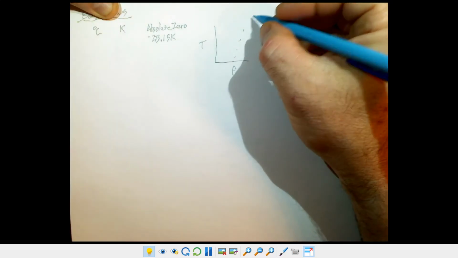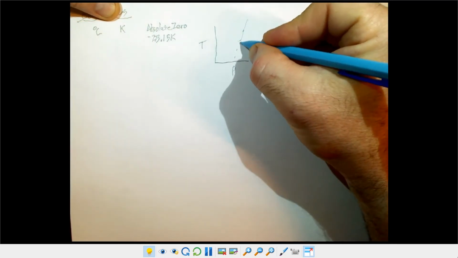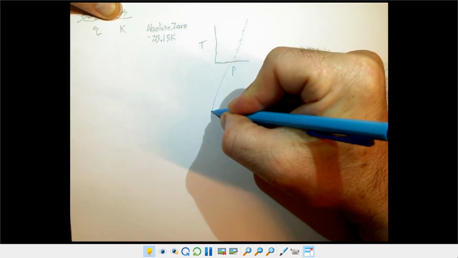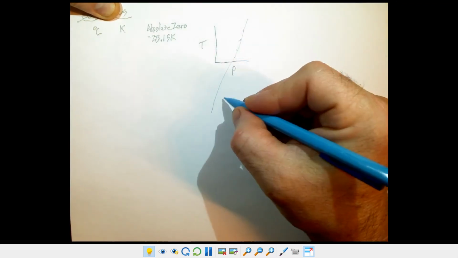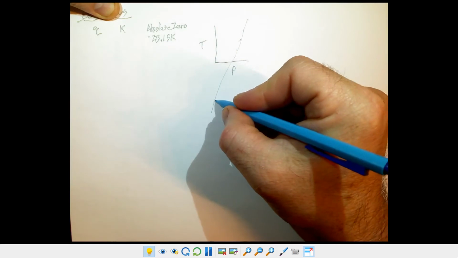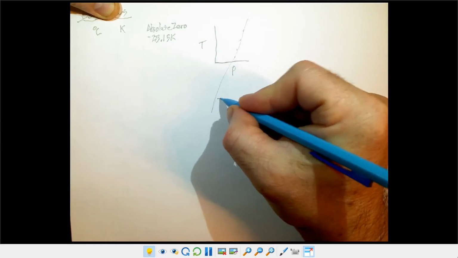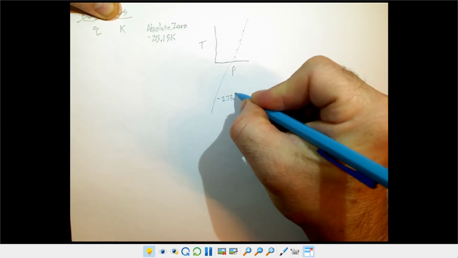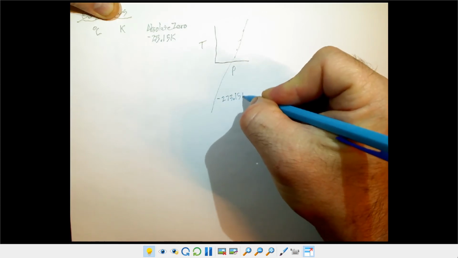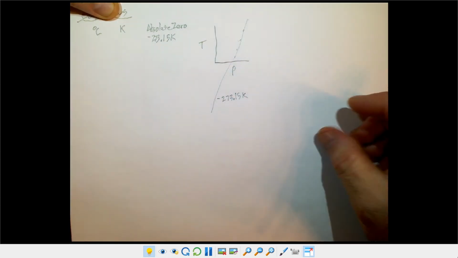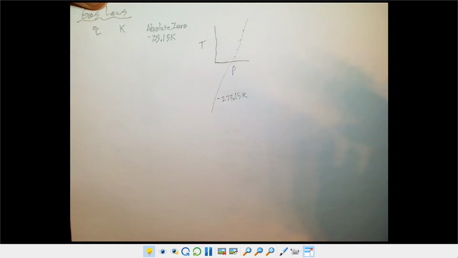So they extrapolated all the way down here to when you get to 0 pressure. And when you get to 0 pressure here, that is negative 273.15 Kelvin. So that's how he figured it out. Pretty ingenious way of doing it using some low-tech tools that were in existence at the time.